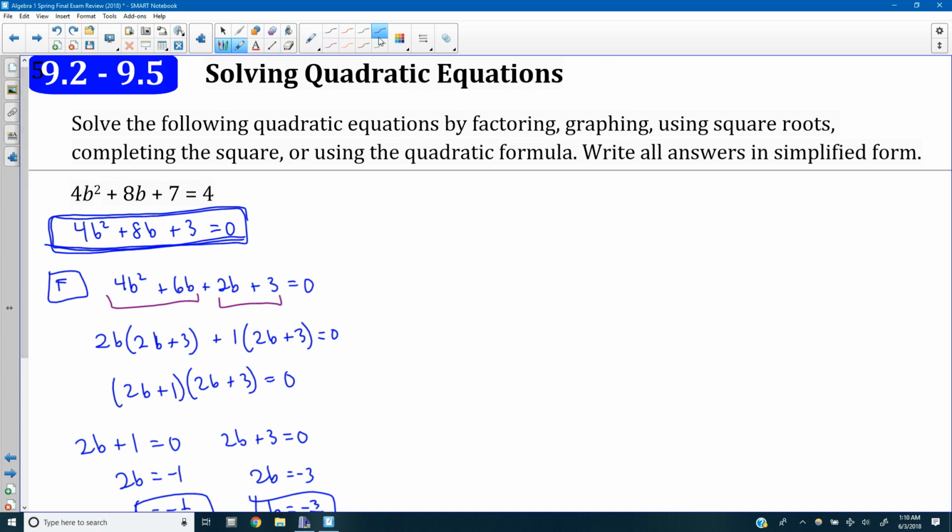Okay, the next one I'm going to do is completing the square, and I'm going to say it with a little bit of hesitance here because I'm sure you don't know really that much about what to do when this thing is a different kind of number. First of all, I got to move this 3 over to the other side.